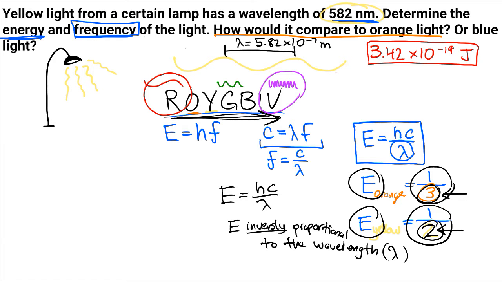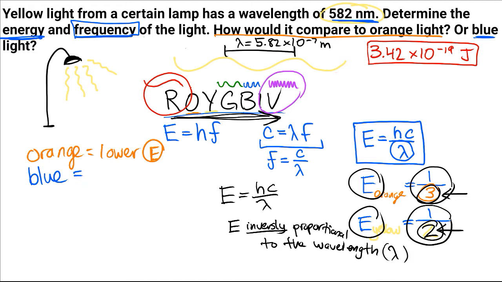So orange light would have lower energy. Orange is lower energy because of the longer wavelength, so it's inversely proportional. We can actually answer the blue part of the question now. It's asking us about blue light and how the energy relates. So using the same logic, because blue light has a shorter wavelength than yellow light, it would have more energy. So blue light would have higher energy than the yellow light because it has a shorter wavelength.